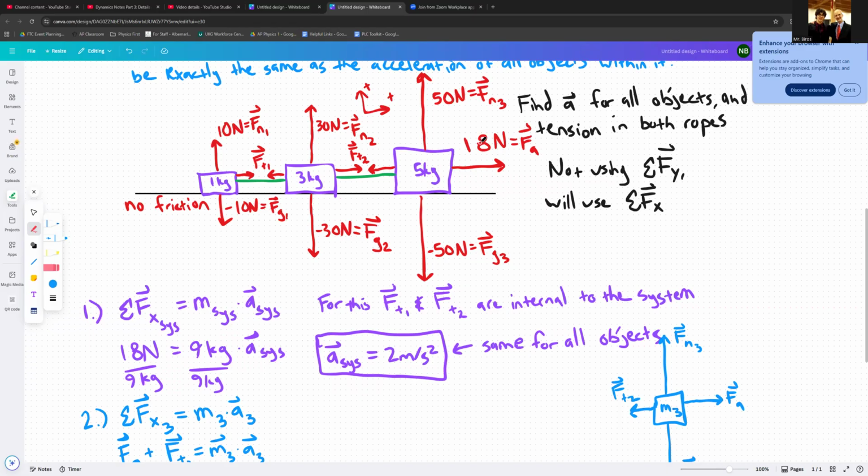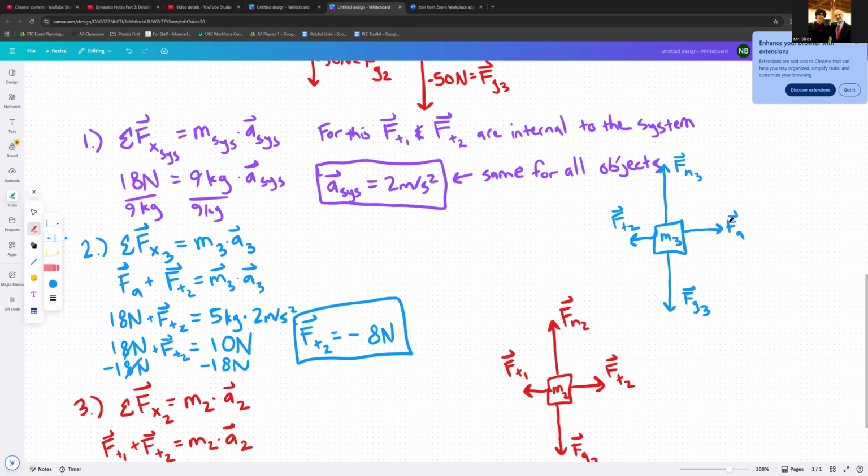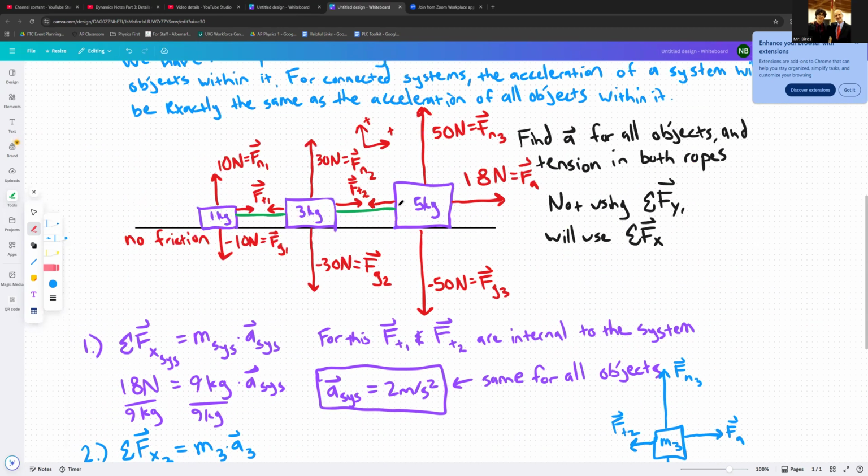So when we go individually and look at just the 5 kilogram object, just the 3 kilogram, just the 1 kilogram, we need to make sure that the only one of those that we would include this applied force in the free body diagram and in the sum of forces is just the 5 kilogram, because that's the only one that is directly experiencing that applied force of 18 newtons. So we do not include the 18 newtons in the free body diagram or sum of forces for the middle object, and we would not include it for the left object. The only force would be FT1 acting on the left object pulling to the right.